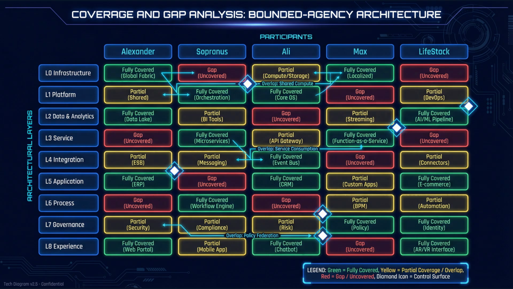These gaps are not theoretical. They represent failure modes that are not prevented by any participant. They are the residual leak paths. Understanding the coverage map is the first step to understanding where bounded agency architecture is strong and where it remains vulnerable. When the 4 participants disagree, how is conflict resolved?